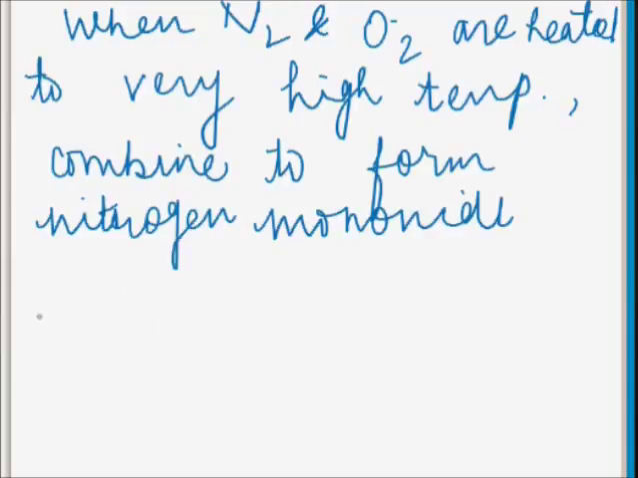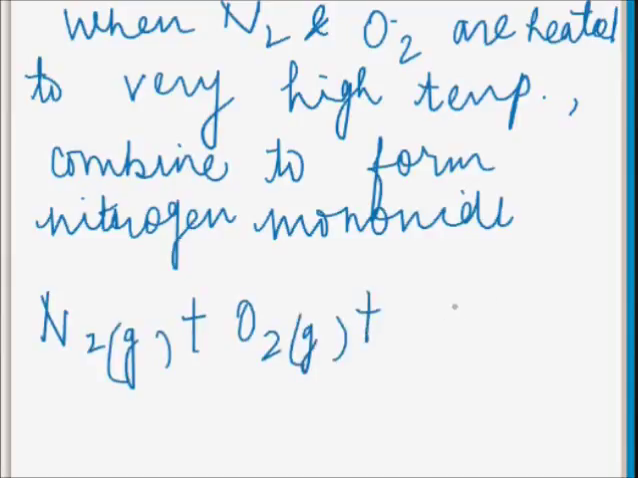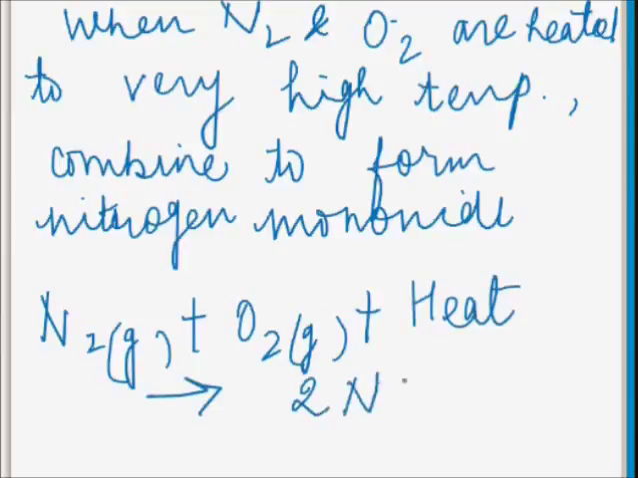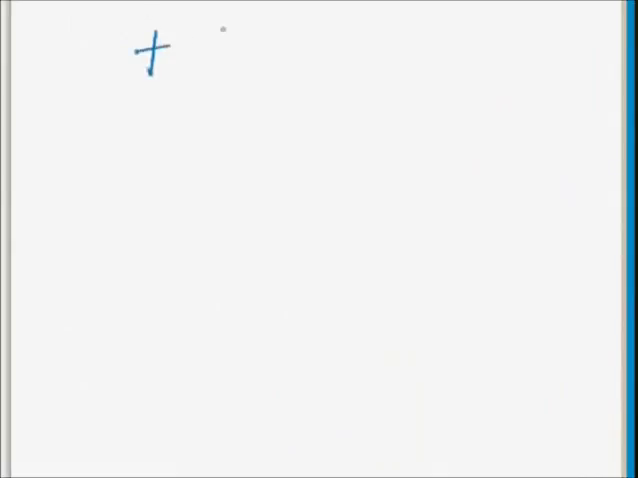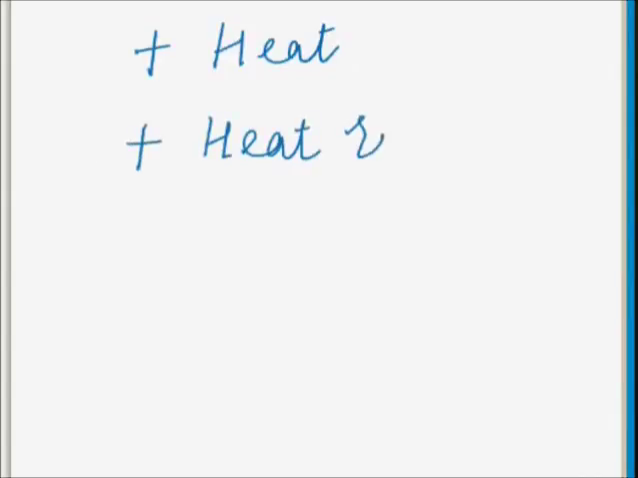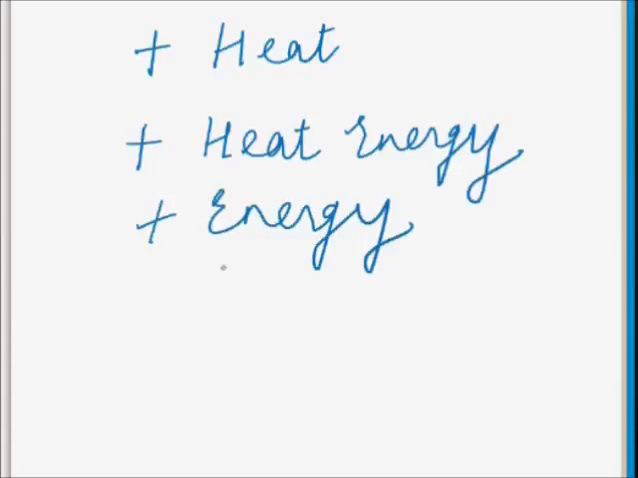So we can write it like this: nitrogen in gaseous form reacts with oxygen in gaseous form. A lot of heat is absorbed. This means that this is an endothermic reaction. We have to write plus heat on the reactant side. Now it will give nitrogen oxide, twice NO in gaseous form. It is an endothermic reaction as heat is absorbed. So we should write plus heat or plus heat energy or plus energy on the reactant side of an equation.